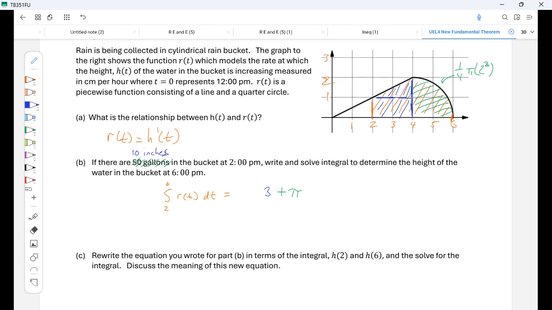So, yeah, it's great that there are 50 gallons, but that doesn't help us. And just to keep it in line with, and actually not even 10 inches, I think it's 10 centimeters.